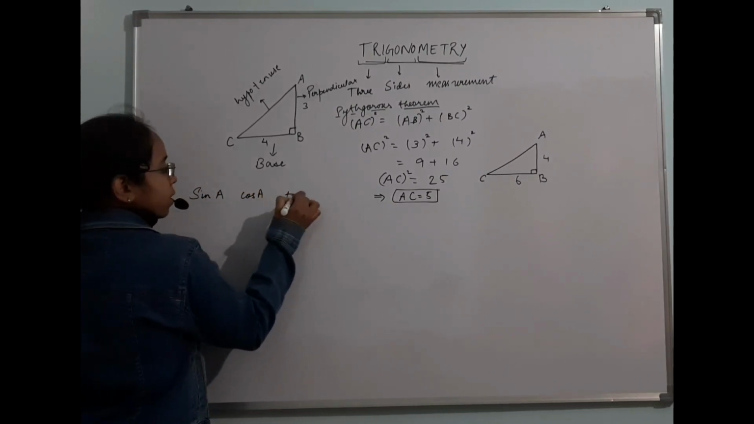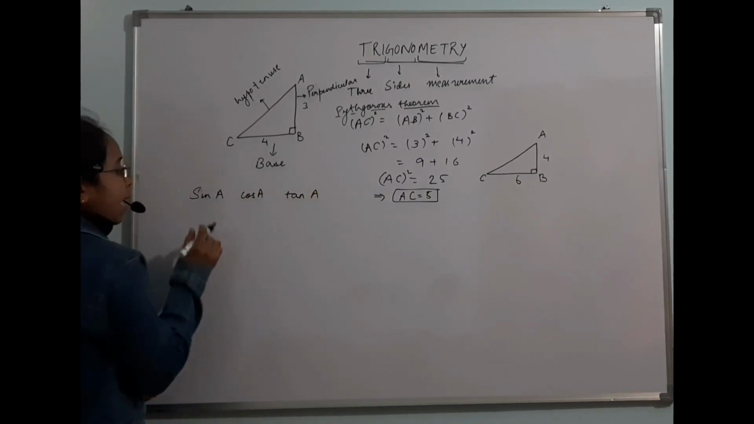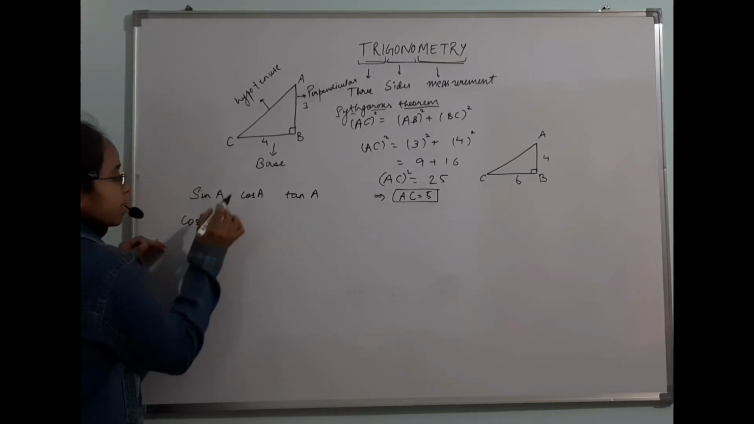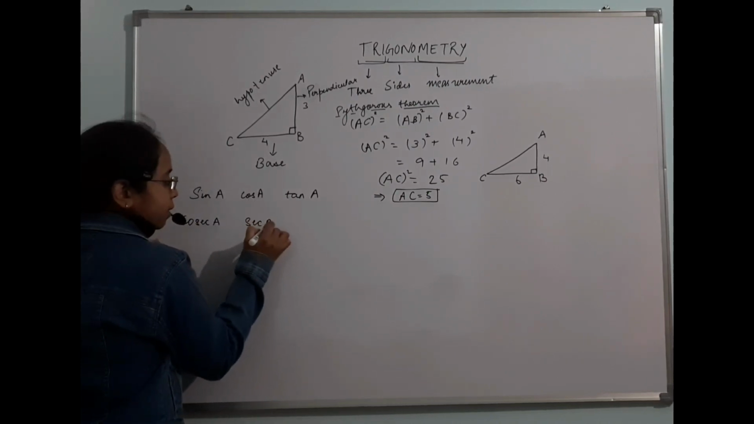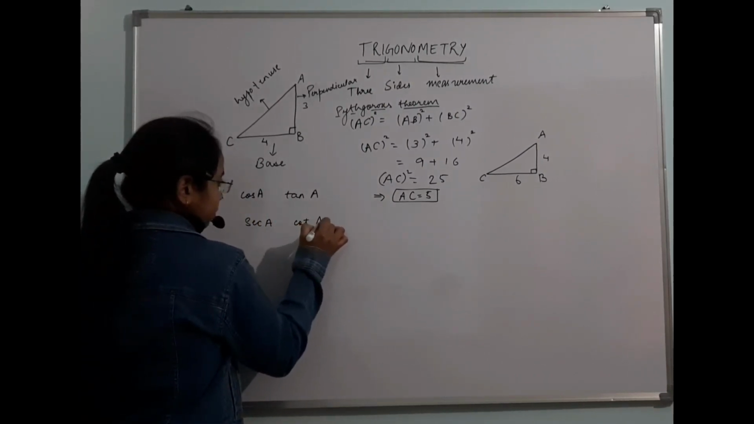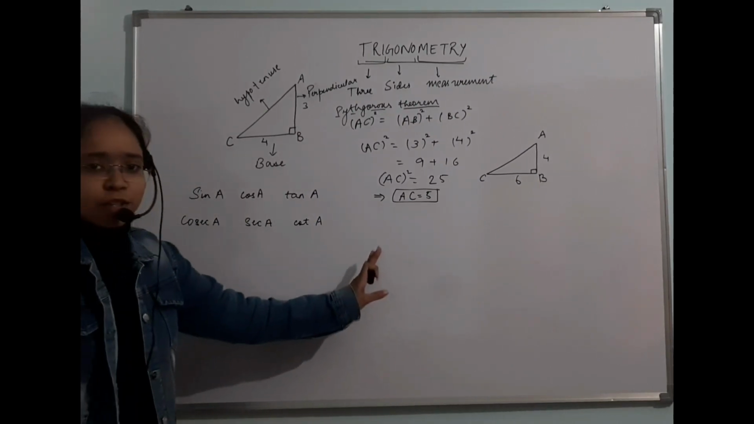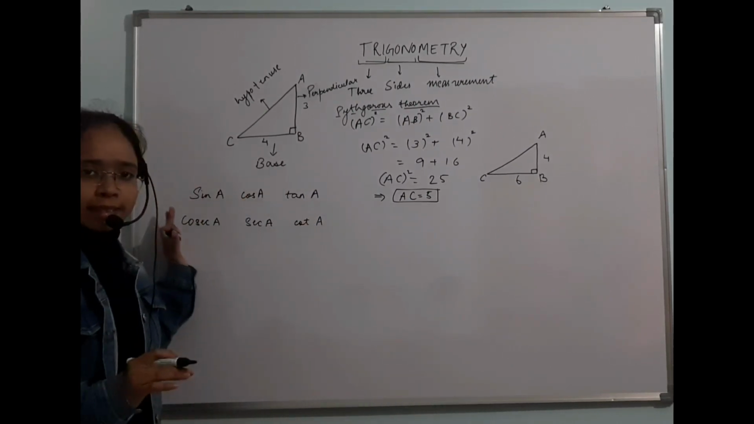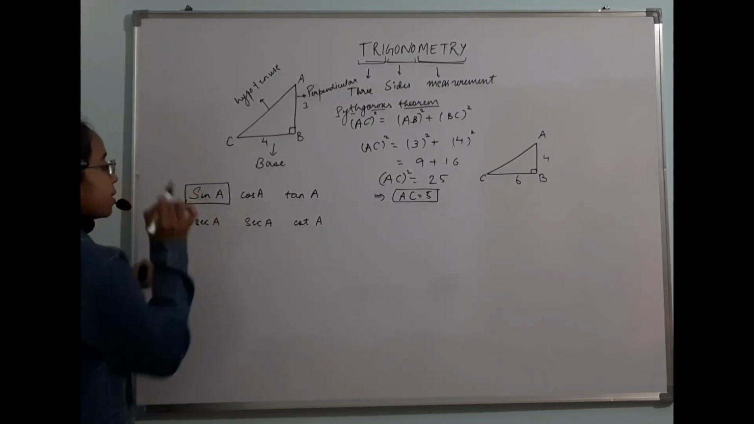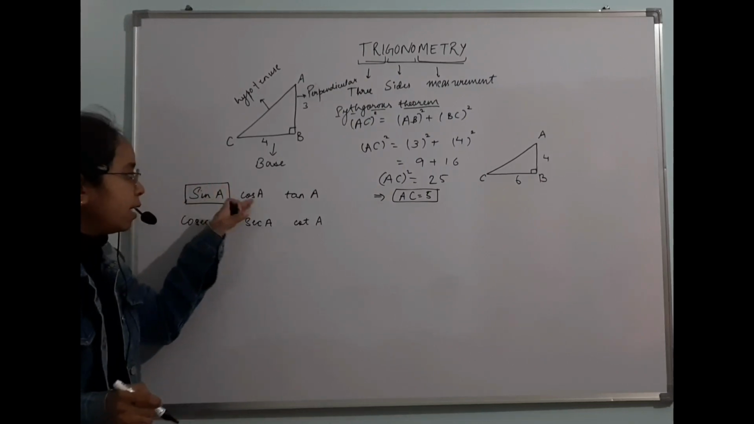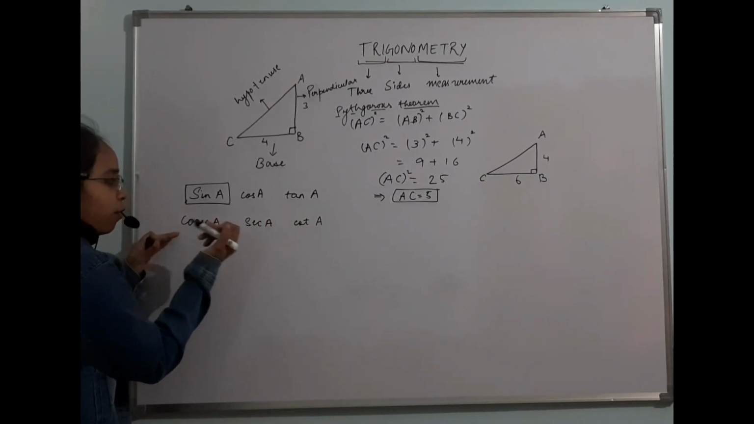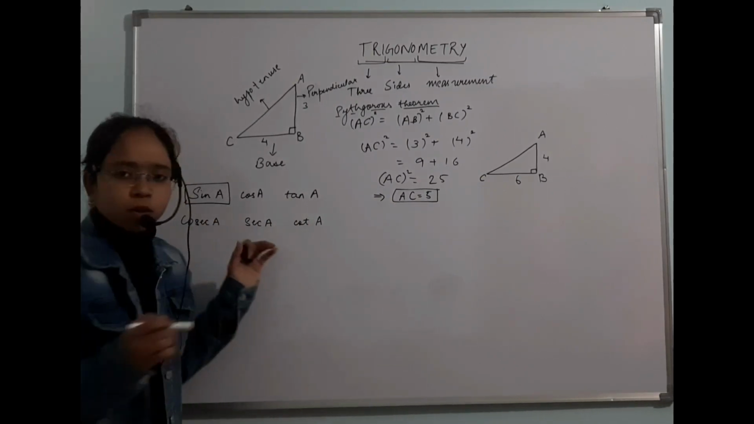Now starting with the actual trigonometry, we have 6 trigonometric functions: sine A, cos A, tan A, and the reciprocal of sine A is cosec A, reciprocal of cos A is sec A, reciprocal of tan A is cot A. So in a right angle triangle, we are required to find these ratios. Now this is read as sine of angle A, cos of angle A, tan of angle A, similarly cosec of angle A, sec of angle A, and cot of angle A.